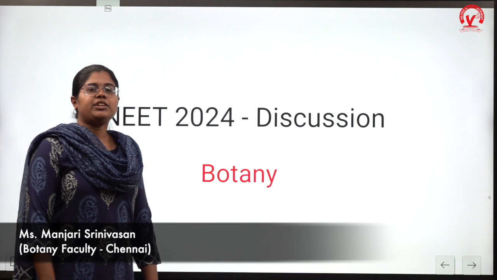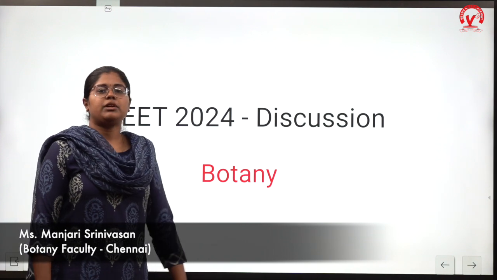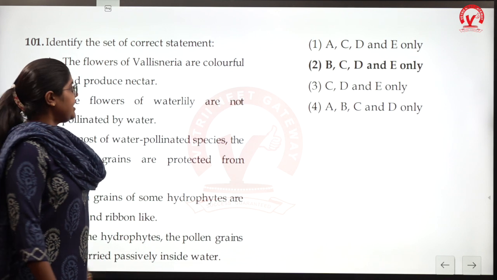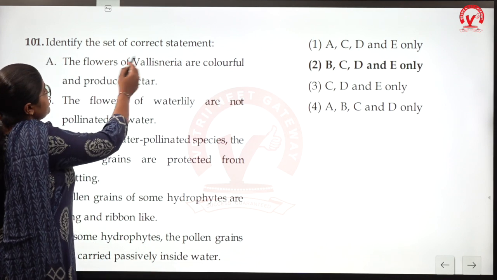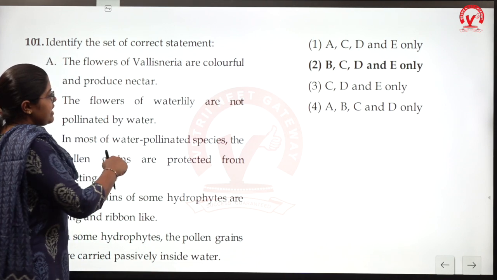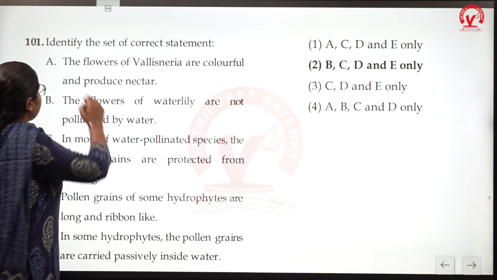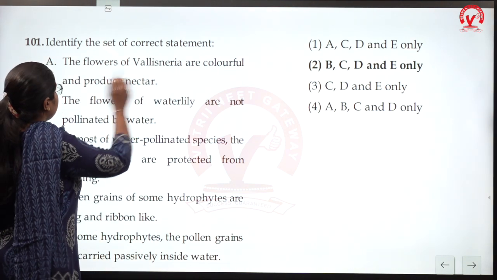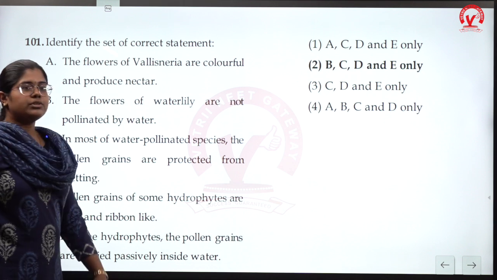So இன்னைக்கு வீடியோல NEET 2024ல botanyல கேட்ட questions எல்லாம் discuss பண்ணலாம். First question என்ன கேட்டிருக்காங்கன்னா identify the set of correct statements. Correct statements கொடுத்திருக்கிறதுல என்னென்ன கேட்டிருக்காங்க. First statement, the flowers of Vallisneria are colorful and produce nectar னு கொடுத்திருக்காங்க.